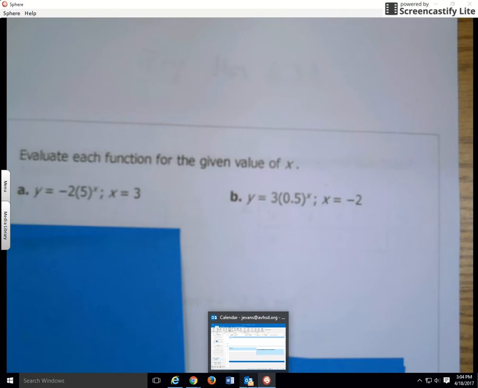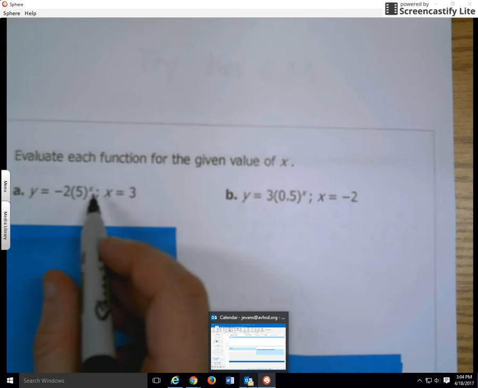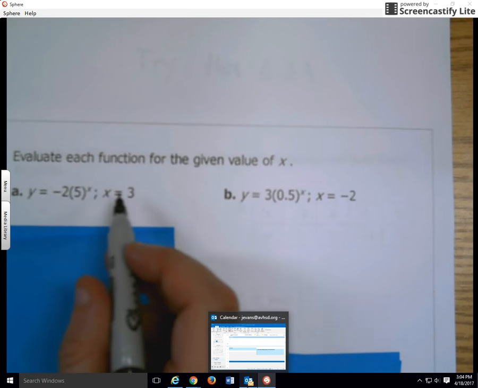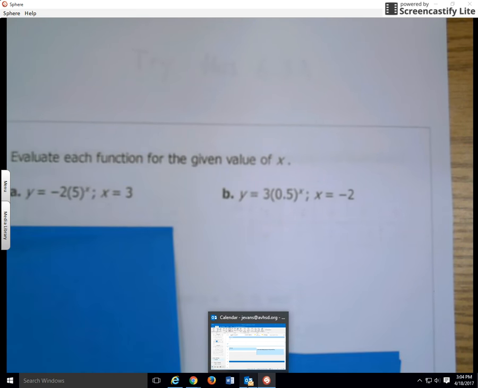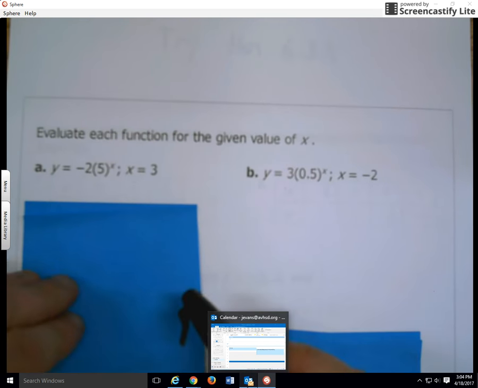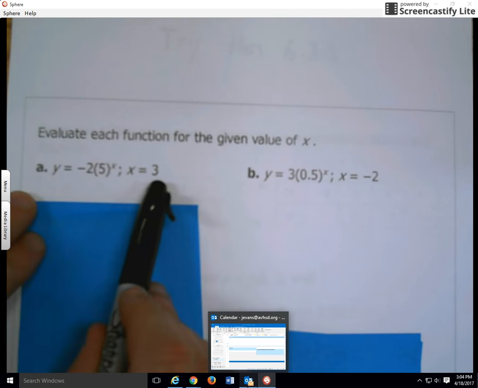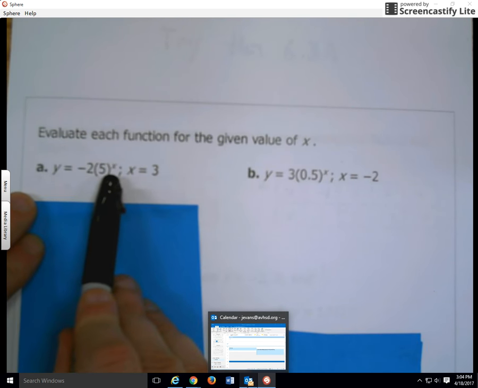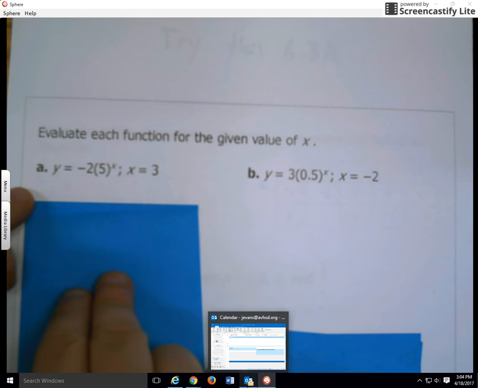Okay, another way to look at that is the exponents here. Evaluate each function for the given value of x. So looking at this first one here, if I were to substitute a 3 where the x is, that would now become to the third power.